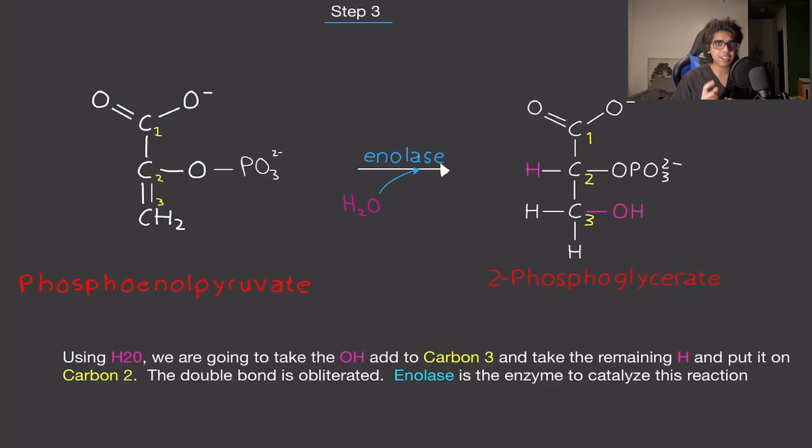Alright, welcome back. In this video, we're going to go over steps 3 and 4 in gluconeogenesis. So in the last video, we ended with step 2. And the molecule we ended up with was phosphoenolpyruvate. So now we're going to start with that in step 3.